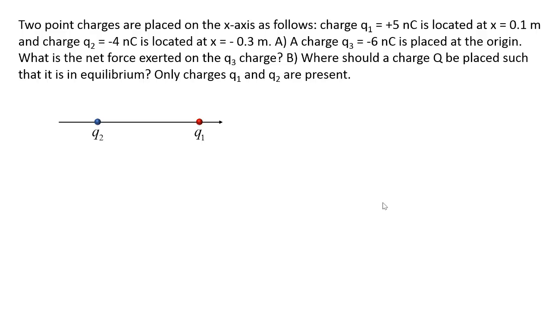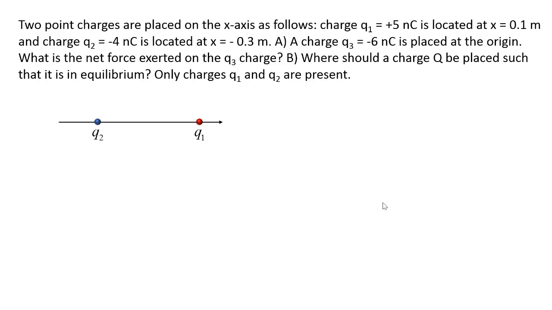Now for part B of the problem, you need to find the position where you can place a charge Q such that it is in equilibrium. In this case, you have only charges Q1 and Q2. We don't even know what type of charge Q is, positive or negative, but it doesn't really matter. You will see that very soon.